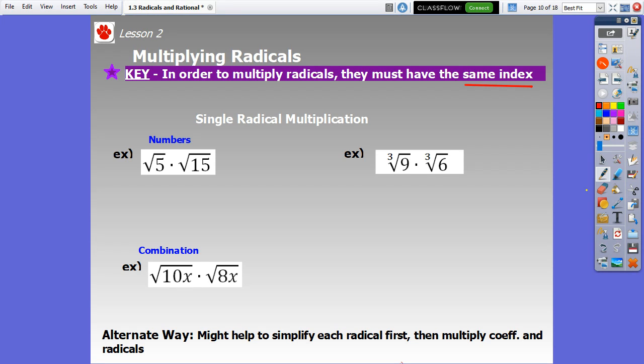Now, there's some ways around it a little bit. If the bases are the same and the indices are not, we can work around it a little bit using rational exponents, but we're not there yet. Okay, so right now we just want to multiply these if it's possible.